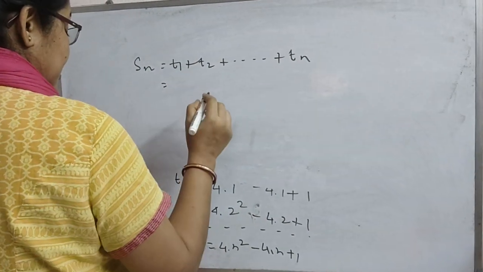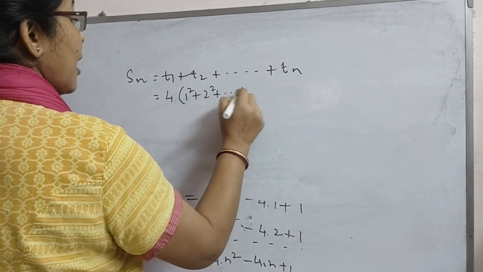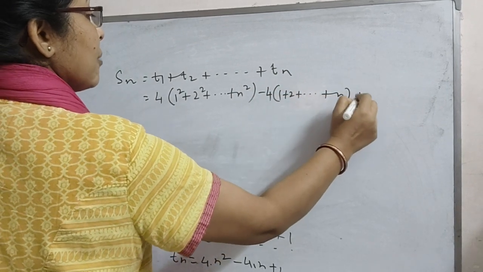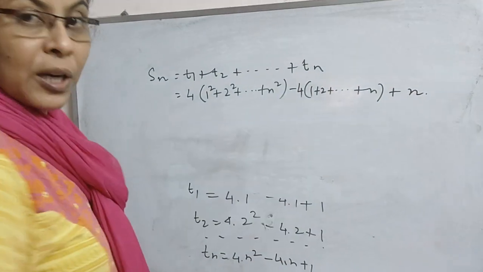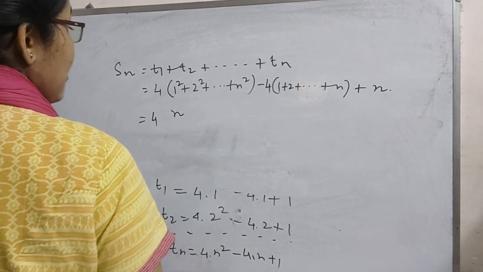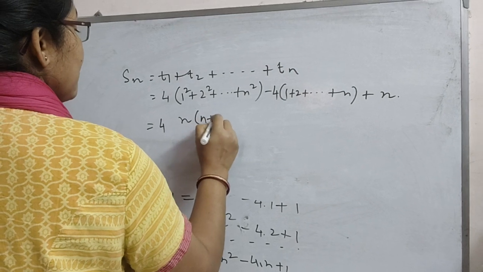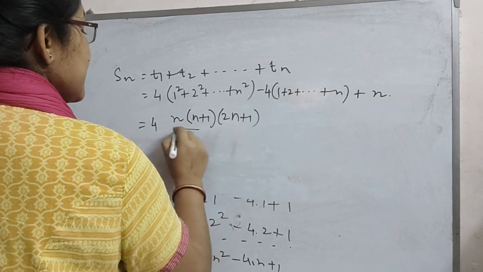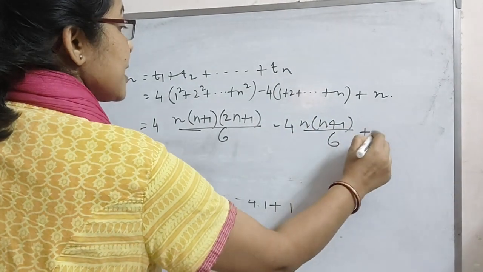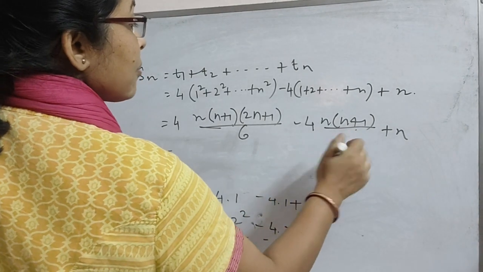This equal to 4 into 1 square plus 2 square plus up to n square, minus 4 into 1 plus 2 plus up to n, plus n. Summation of the square of the natural numbers equals n into n plus 1 into 2n plus 1 by 6, we know it, minus 4 into n into n plus 1 by 2, plus n.